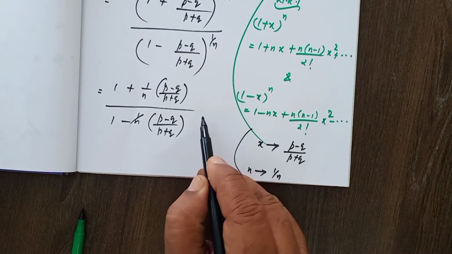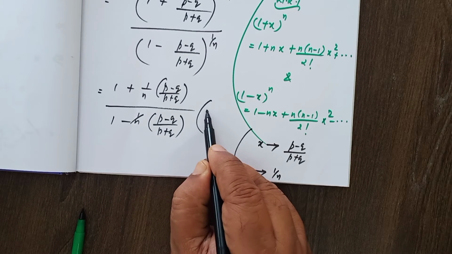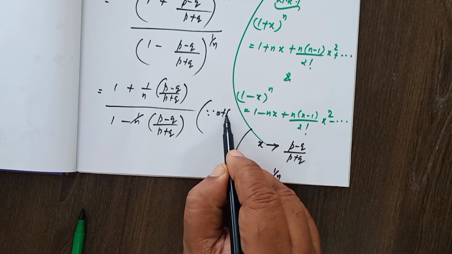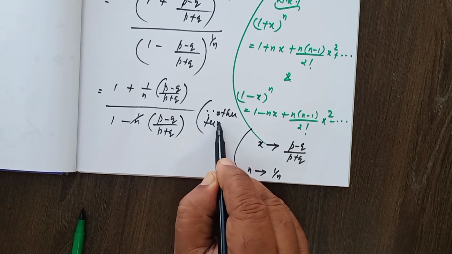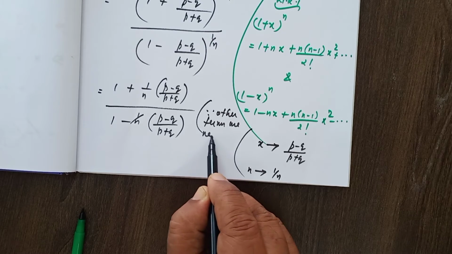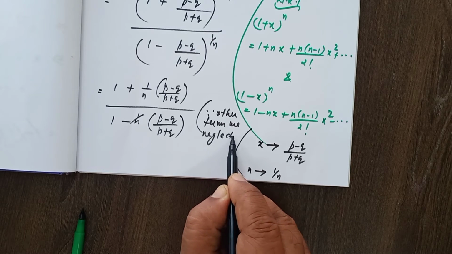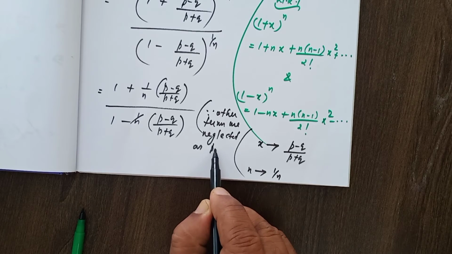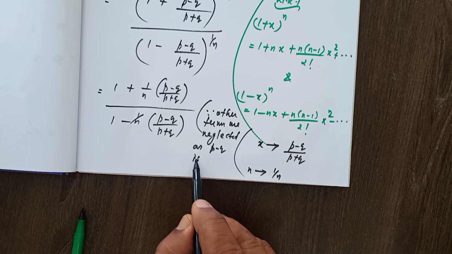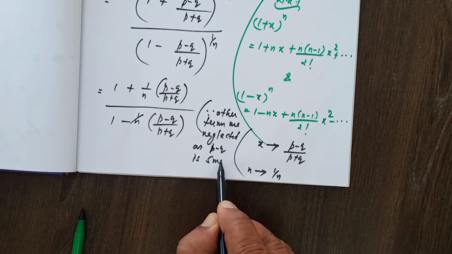I write the reason also. Other terms are neglected as p minus q is small.